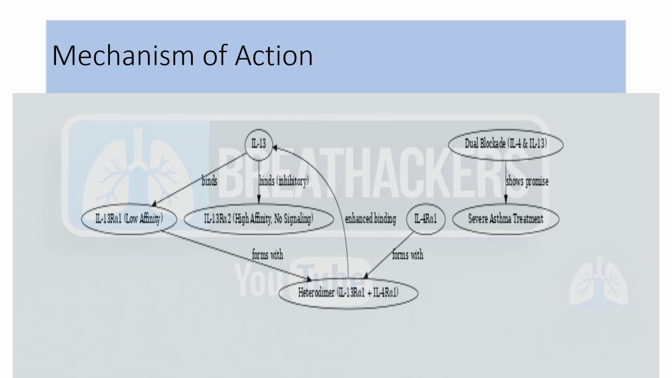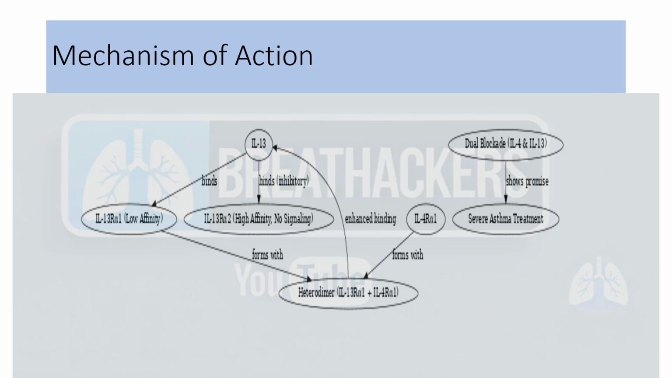Coming to the mechanism of action. So basically IL-13 signals through IL-13 receptors, and IL-13 receptors has two subtypes. One is IL-13 R alpha 1 and IL-13 R alpha 2. So IL-13 R alpha 1 binds to IL-13 with very low affinity. But at the same time, when IL-4 receptor, that is IL-4 R alpha, joins to form a heterodimer, then the IL-13 is bound with a greater affinity.